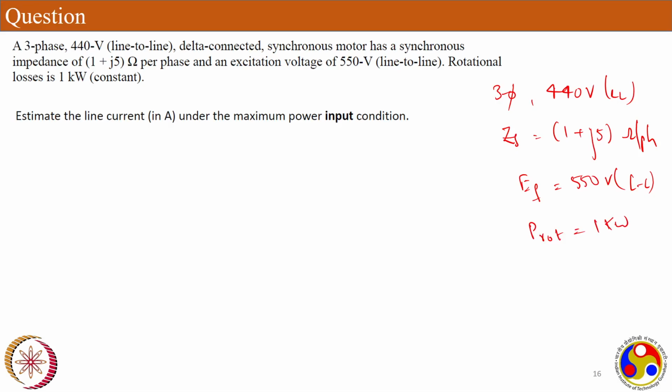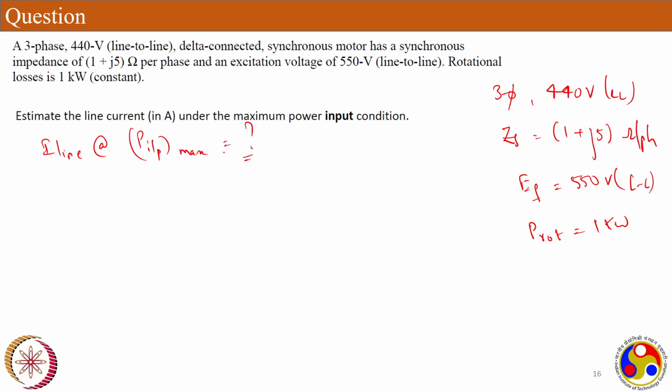Fine. Now what do we have to estimate? We have to estimate the line current under the maximum power input condition. We were asked to estimate only the line current flowing through the machine. Under what condition? Under the maximum power input condition, so input power should be maximum. So what was asked? I line at P input maximum. This is what was asked.